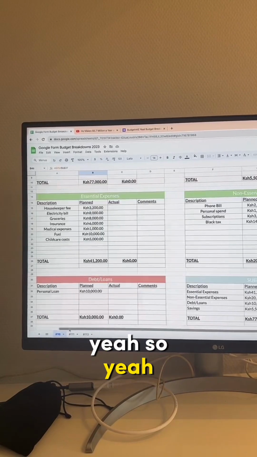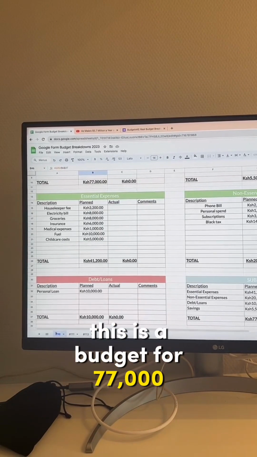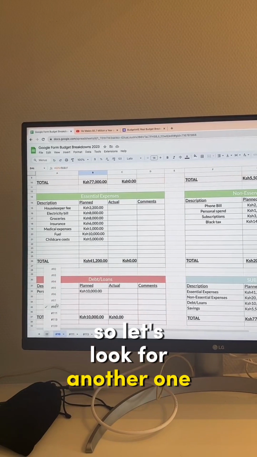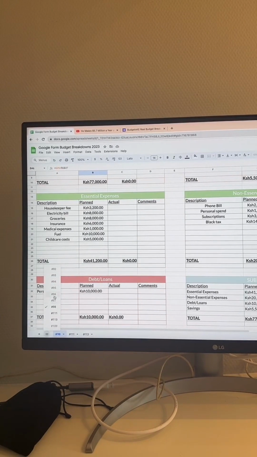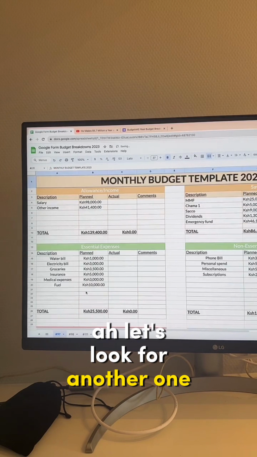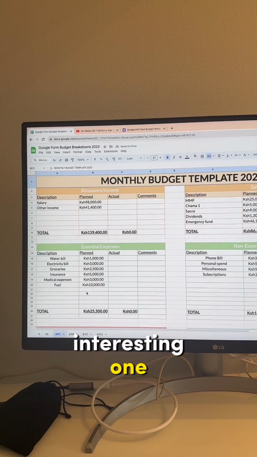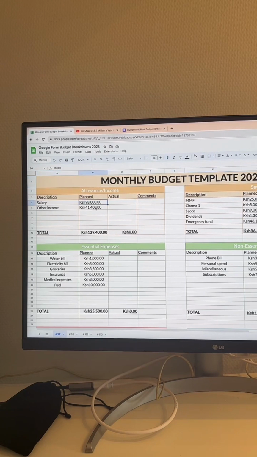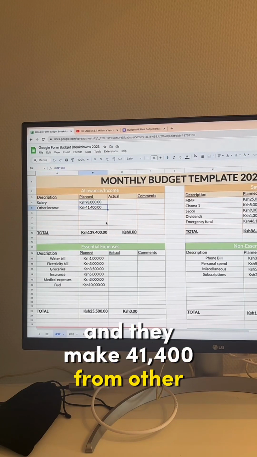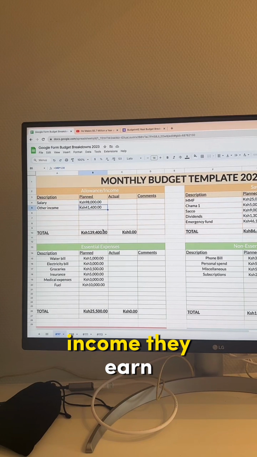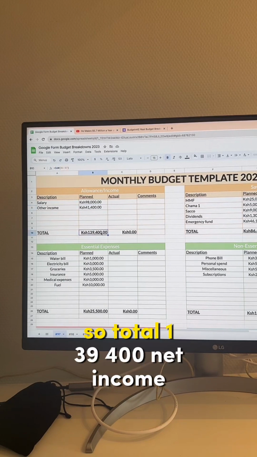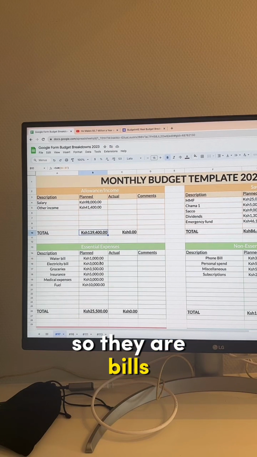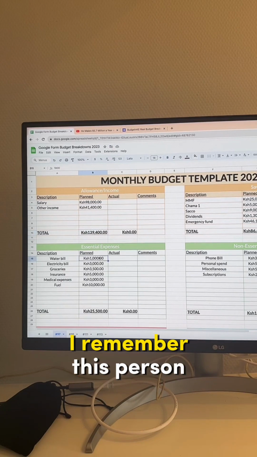Yeah, so this is a budget for 77,000. So let's look for another one. Interesting one. So this person earns a net income of 98,000 and they make 41,400 from other income. So total 139,400 net income. So their bills. This person, I remember this person.